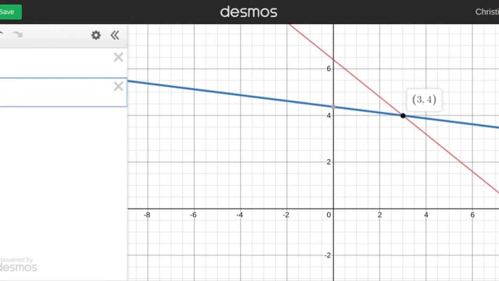And we said that x represents our cylinders. So just like when we solved algebraically, cylinders were 3 and prisms were 4. So it's just another way to check your work, or to use this if you don't need to solve algebraically.